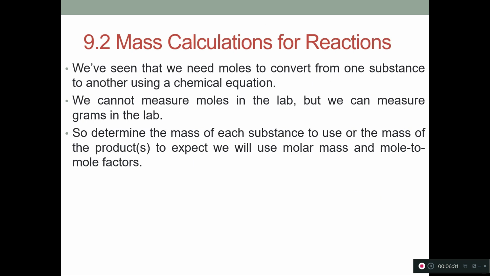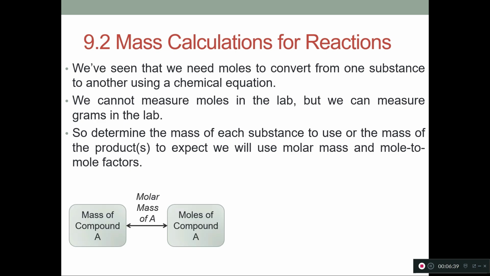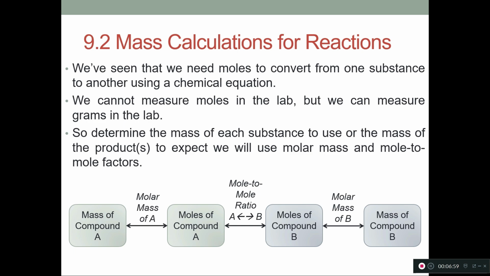When we do these stoichiometric calculations, we are going to follow a general scheme that we can look at as a flowchart here. So we will start with the mass of compound A. So if we have some reaction of A becoming B, we start with the mass of compound A, and we can use the molar mass of A to then get to the moles of compound A. Then from there, we can use the mole-to-mole ratio of A to B to get to the moles of compound B. Then we can use the molar mass of B to go from moles of compound B to mass of compound B. And so this is the general scheme that we will be following in a lot of these calculations.